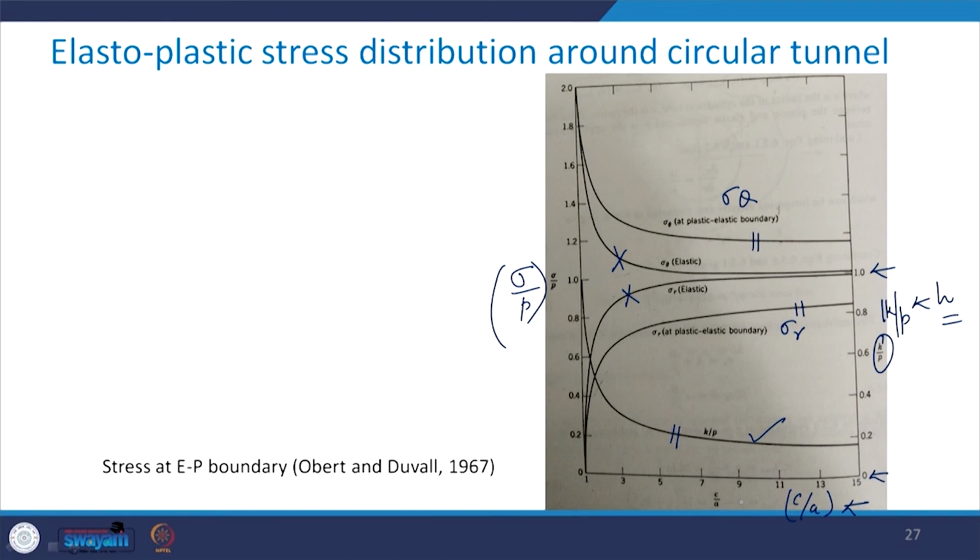So, this is what I wanted to discuss with you as far as the elasto-plastic stress distribution around a circular tunnel is concerned. We could see some of the typical features from this analysis, which was based upon the Tresca yield criterion. In the next class, we will learn about some of the failure modes and mechanisms in case of underground excavation.